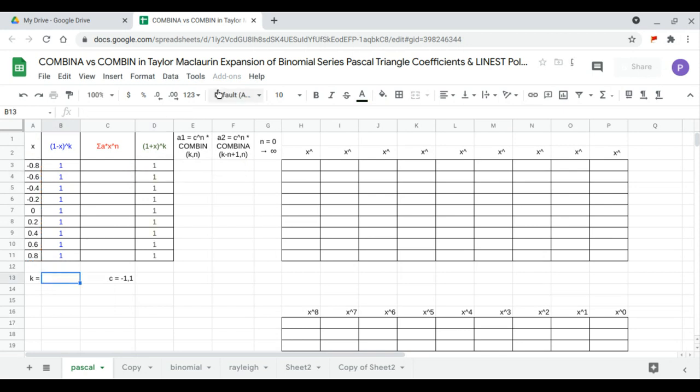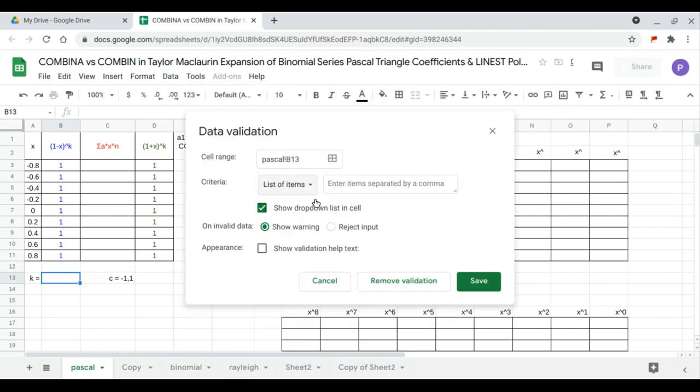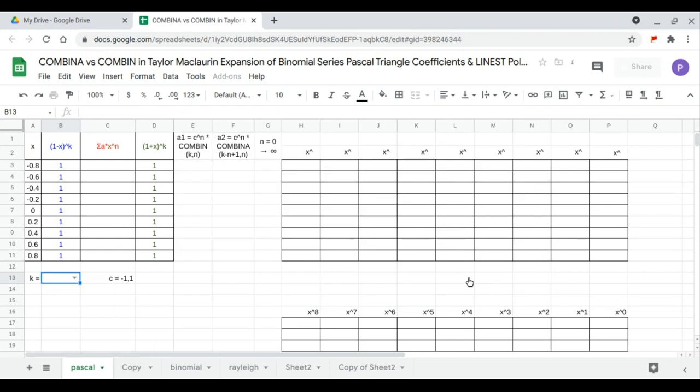And the value of k, which is data validation, list of items. Let's start with 0, 1, 2, 3, 4, 5, 6. So at 0, that's 1, 2, 3, and 4.